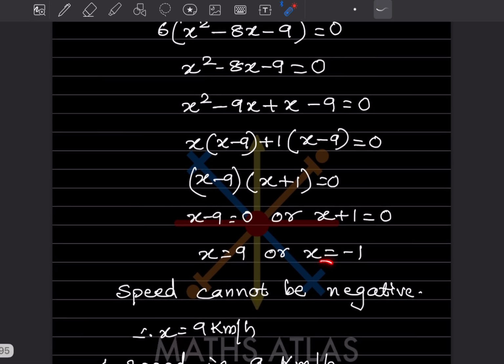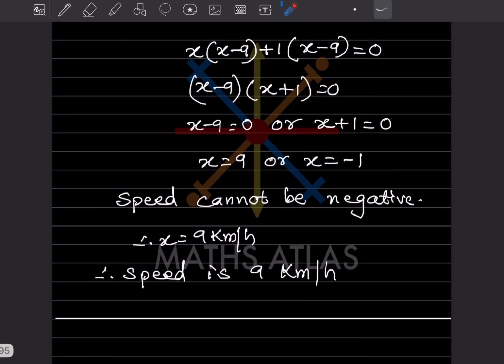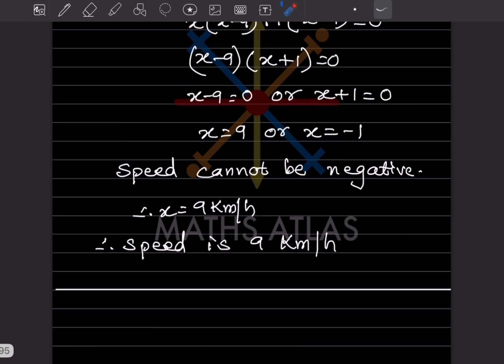So what happened here? Speed cannot be negative, so x is going to be 9 kilometers per hour. So the speed is 9 kilometers per hour.